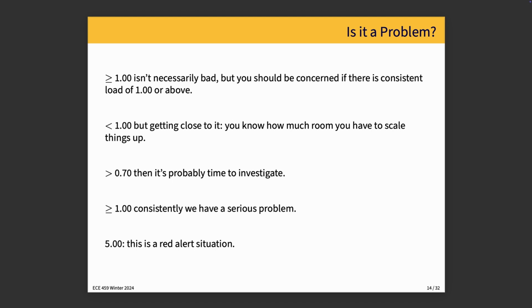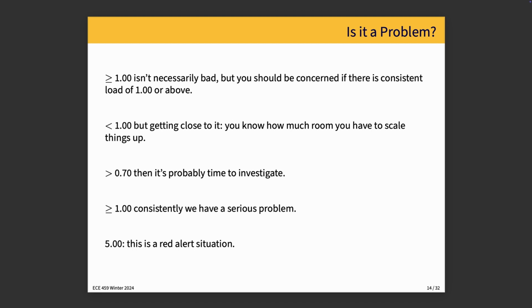So being at a load above 1 isn't necessarily bad. There are busier times, and there are good and bad days as far as the CPU is concerned, where workload is a little bit higher or a little bit lower. That's okay, right? But we should be concerned if there's consistent load of 1.0 or above, because it does suggest that we're being limited by a lack of CPU time.